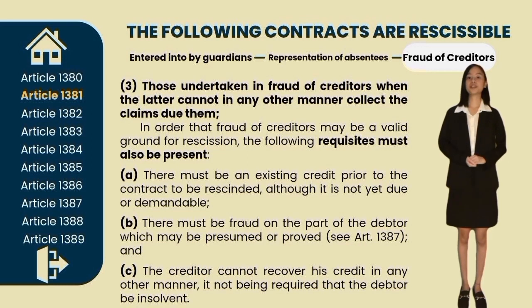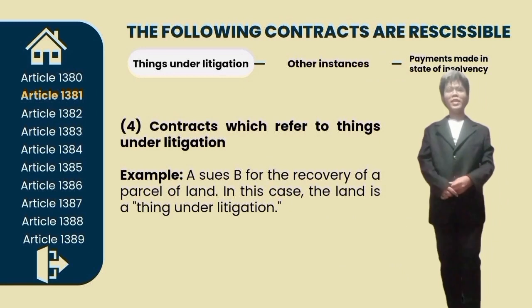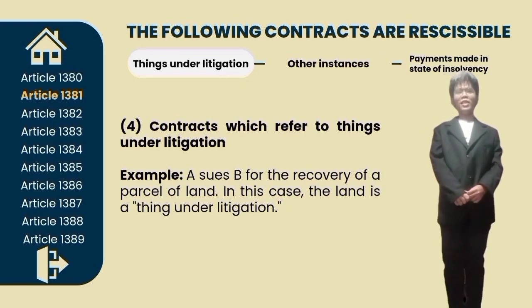All of his property sales contracts are entered into in order to defraud the creditor so that he cannot pay him. In this instance, the creditor may bring an action for rescission of the contracts entered into by the deceiving debtor. The fourth one is contracts which refer to things under litigation.